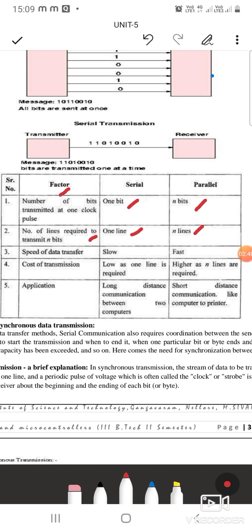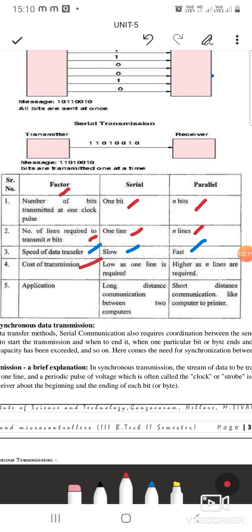And when it comes to the speed of data transfer, the rate at which the data is transferred, you can see that serial is slow, because you are transmitting only one bit at a time. But parallel communication is fast, because we are transferring more bits at a time, so parallel communication is fast compared to serial communication. And what is the cost of transmission?